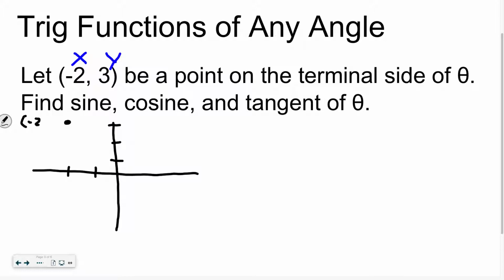Okay, if I plot the point negative 2, 3, that represents a point on the terminal side of my angle. So remember, my initial side must be the positive x-axis. My terminal side is passing through negative 2, 3, and it might extend beyond, but that's a point on the terminal side. And so my angle theta is really this angle over here.